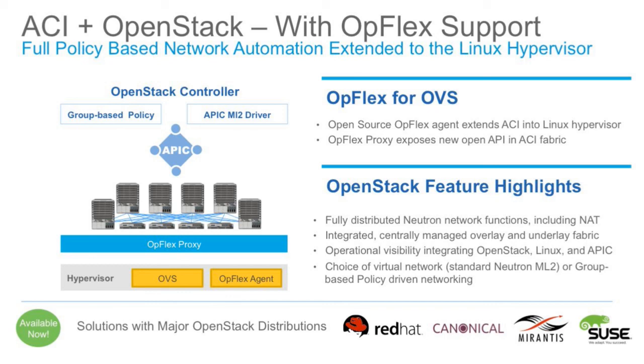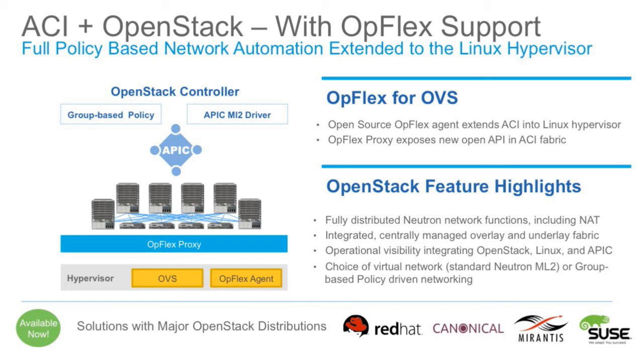But the OpFlex for OVS is basically a policy manager that can get all the policies from ACI and implement them locally, which means all the policies get pushed down to the hypervisor, and the features that you get are fully distributed. All Neutron functions are fully distributed on the compute nodes, with centrally managed underlay and overlay, and full visibility into the OpenStack operation, all the Linux hypervisors, and also their data paths through the APIC.